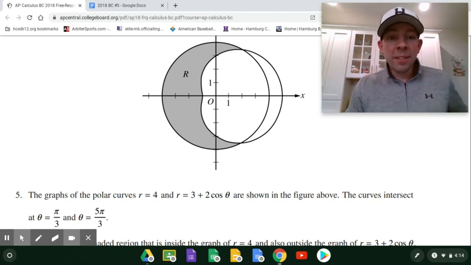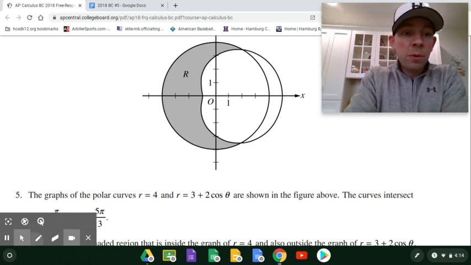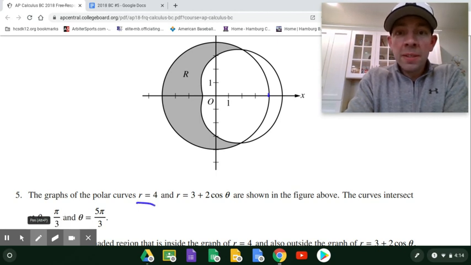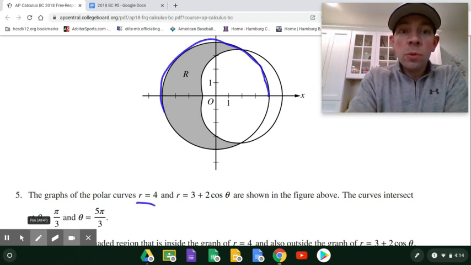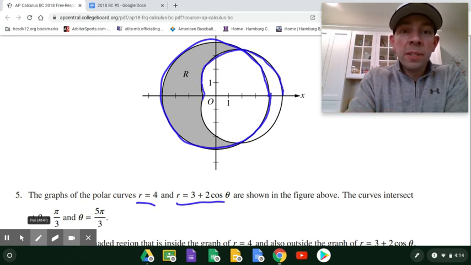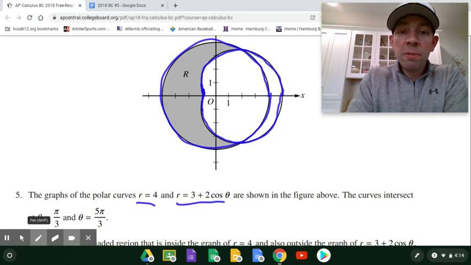So here is the gist of it. We've got two functions already drawn for us, which is outstanding. So r equals 4 is going to be this nice circle here. And r equals 3 plus 2 cosine of theta is going to be this little limaçon with a little dimple, rolling dimple right there. So it is smooth. It's differentiable regardless of what I draw. Okay, so there's my two functions.